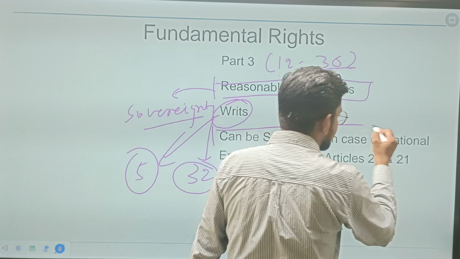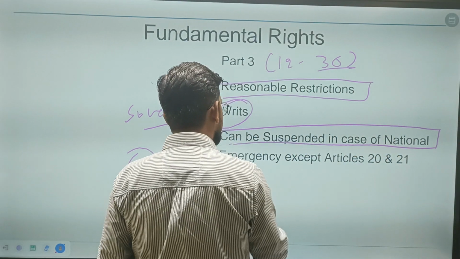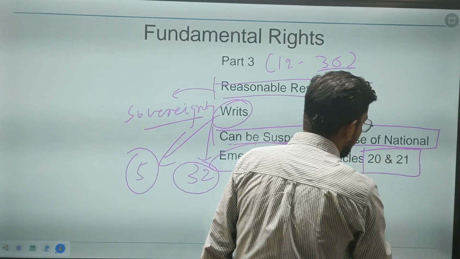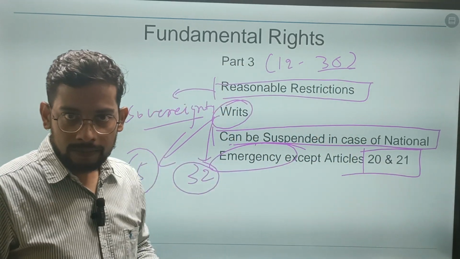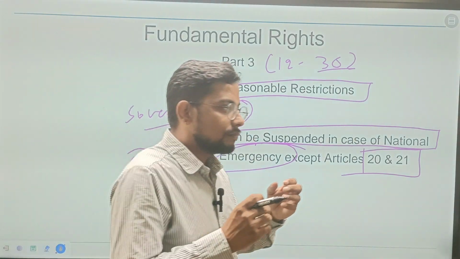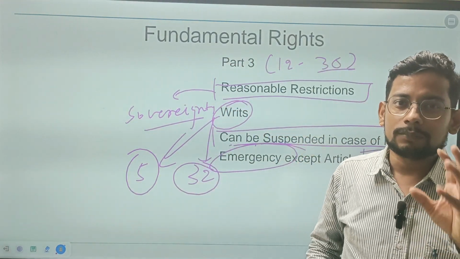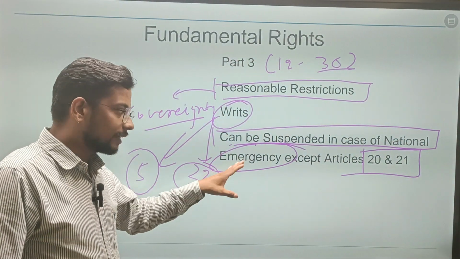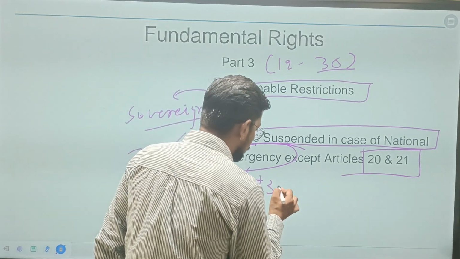Then fundamental rights can be suspended in case of national emergency, but we cannot suspend article 20 and 21 because they provide a person a simple right to life, which we cannot suspend in any situation, even in the case of emergency under article 352.